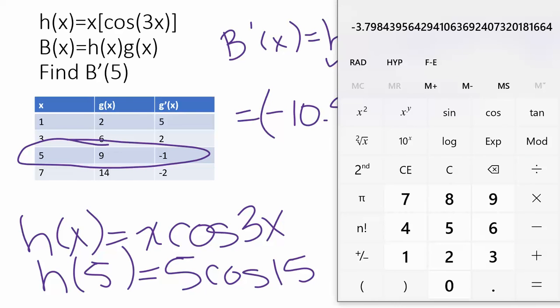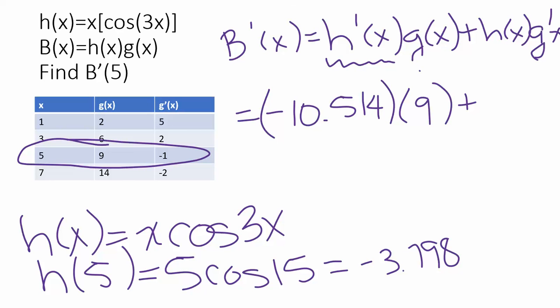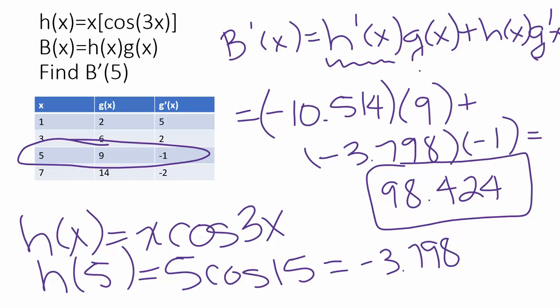Again, remember to round your answer to 3 decimal points. So h of 5 was negative 3.798 times g prime of x. So when x equals 5, g prime was negative 1. That will give us a total for b prime of 5 of negative 98.424.